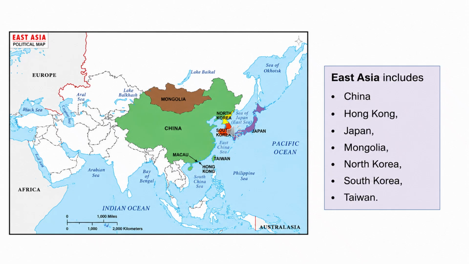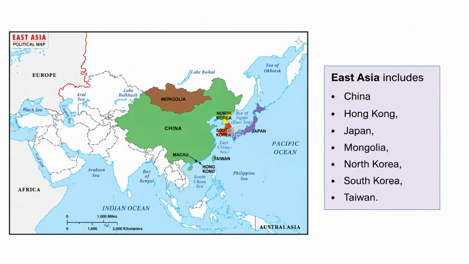On this map, you can see Hong Kong and Macau too. These are not independent countries. They are special administrative regions, or SARs, of China. They have their own local governments and economic systems, but they are part of China. So for this lesson, remember the main places we are studying: China, Mongolia, North Korea, South Korea, Japan, Taiwan, and we will also recognize Hong Kong and Macau as special administrative regions.